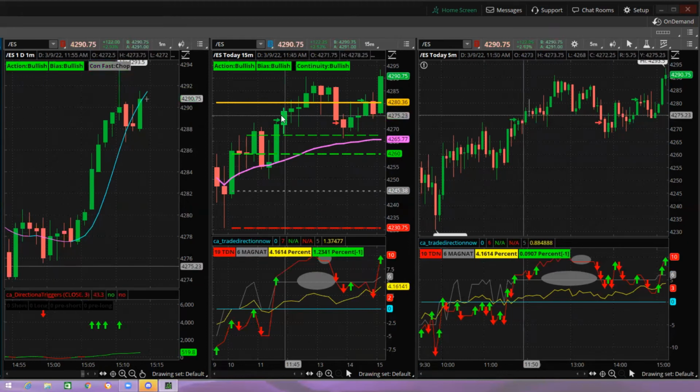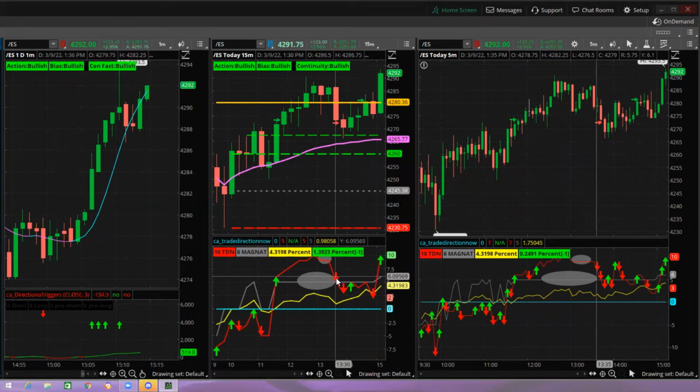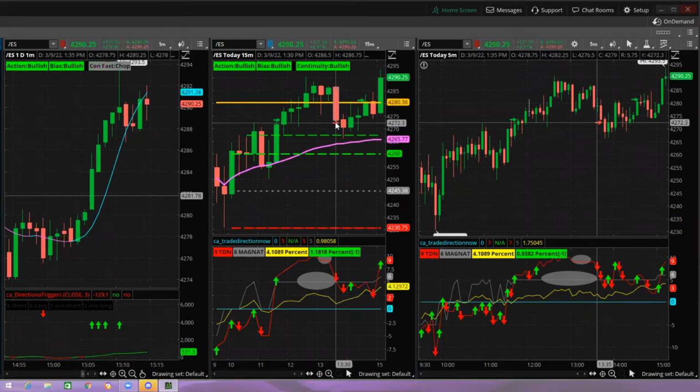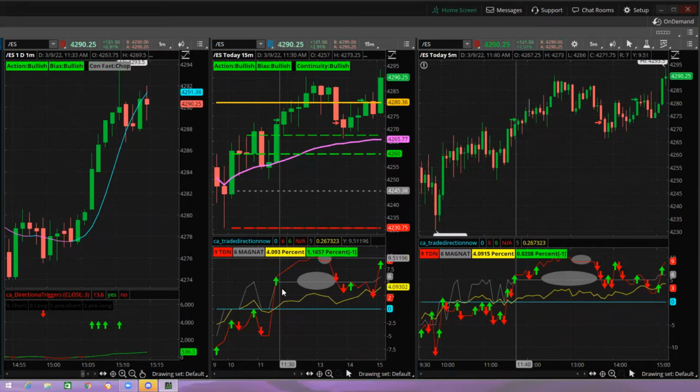So that's a long trade. It kept moving up. We finally got a red arrow over here, which is the bottom of this fairly long candle. Now, the difference between these two trades is here I have my magnet moving and my TDN moving strong.